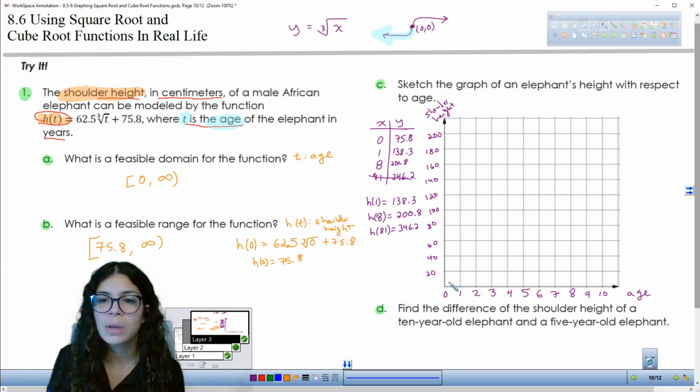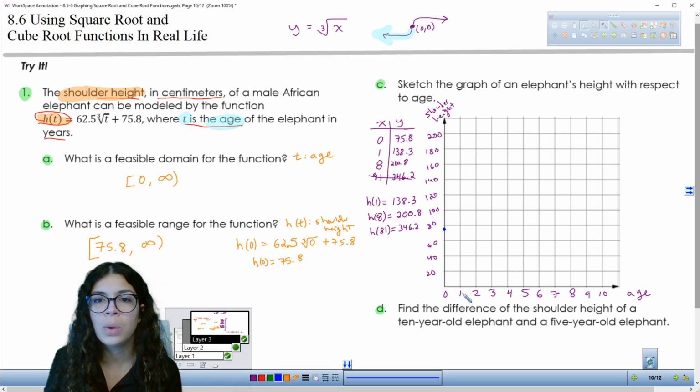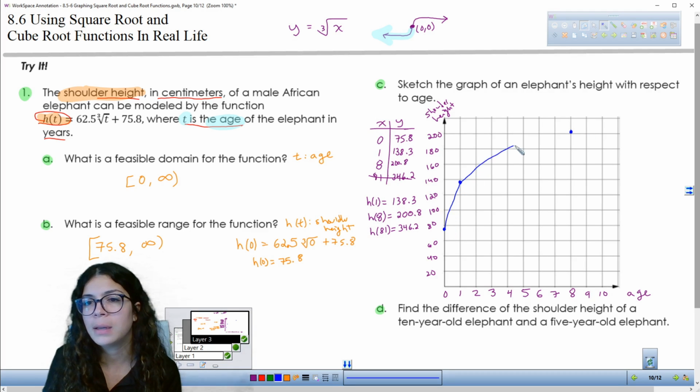So we have 0 and 75.8. Halfway between 60 and 80 is 70, so 75 will be around there. Then 1 and 138.3, so that's just a little lower than 140. And 8 and 200.8, so that's just right above 200. Okay, and now I can go ahead and connect my dots.